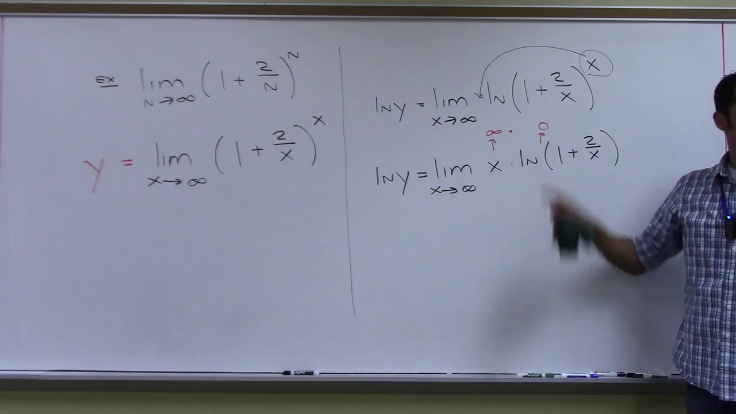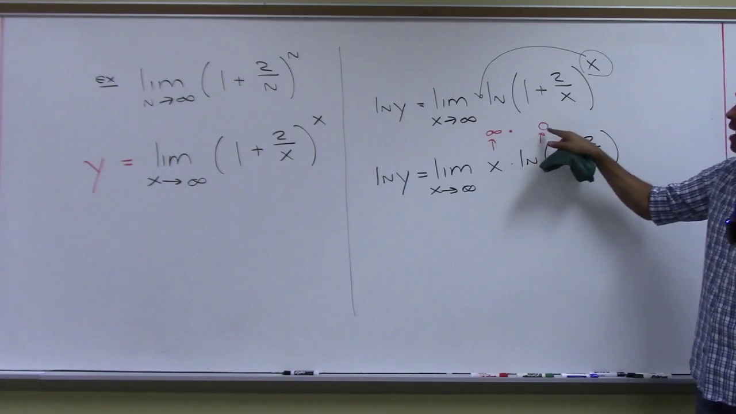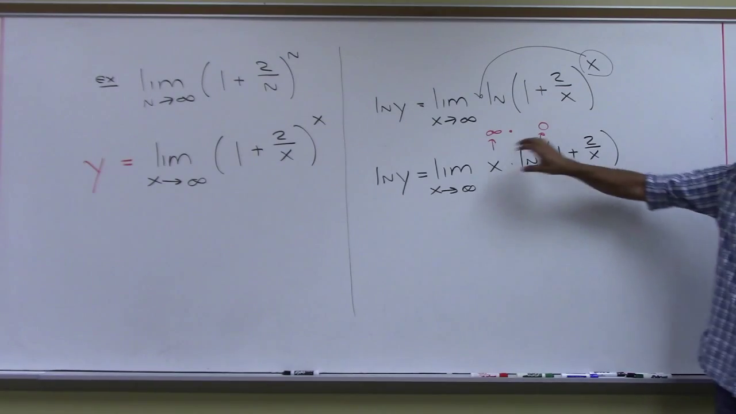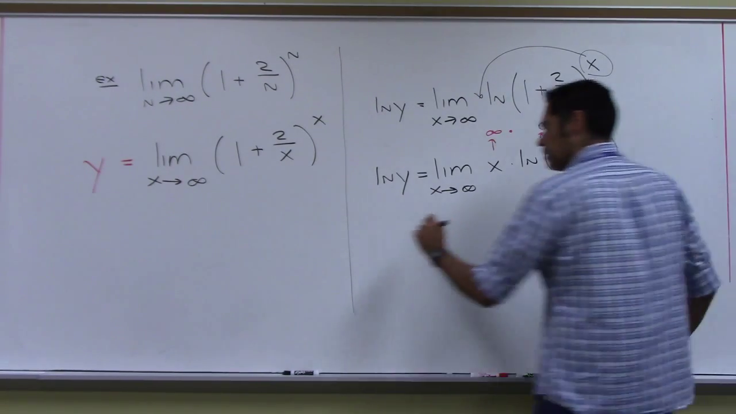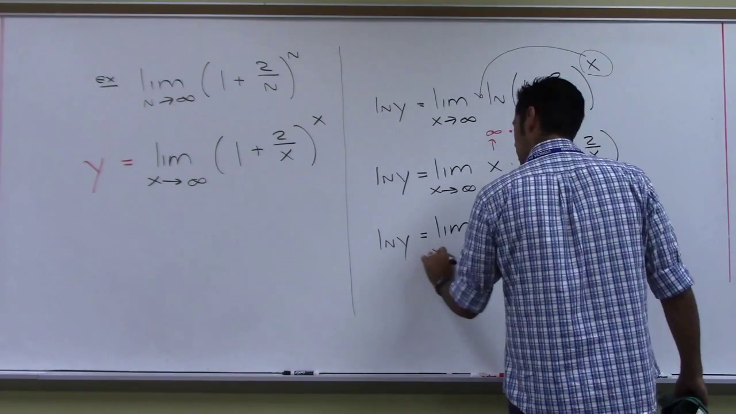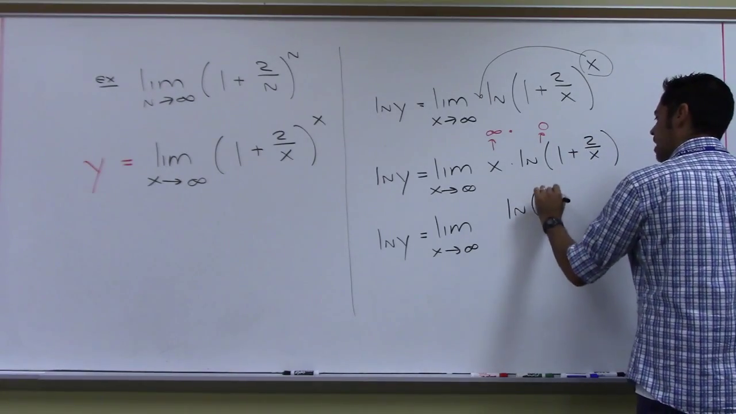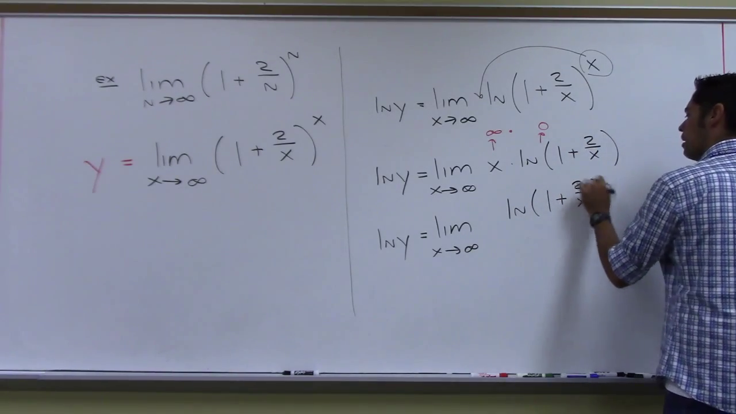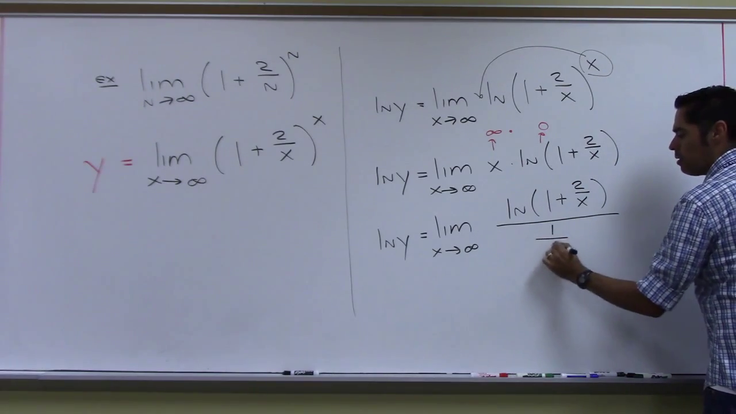That is still an indeterminate form from Cal 1. But anytime we have this form in Cal 1, what we do is we pick one of these and we drop it to the bottom. So I'm going to take the x that's out front, and I'm going to drop it to the bottom. When I do that, it has to be a 1 over x on the bottom.